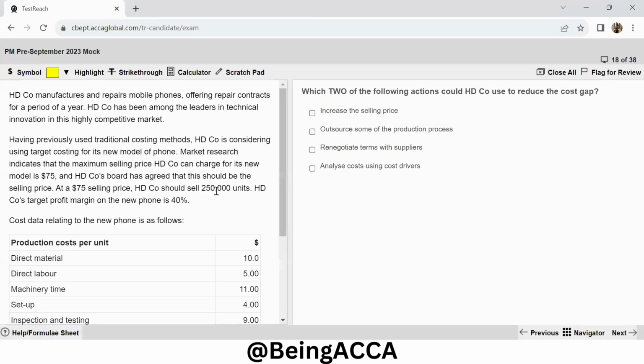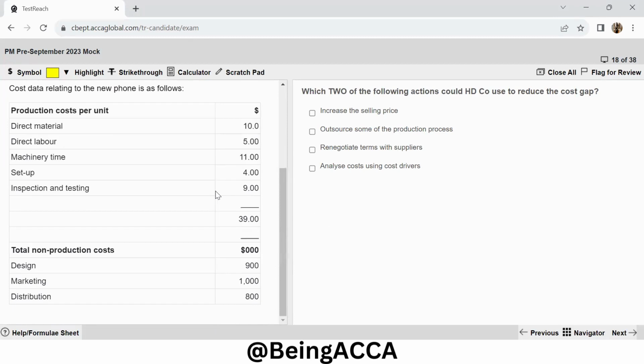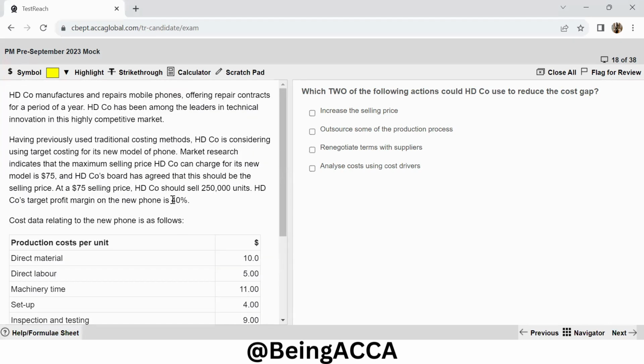Okay, which two of the following actions could HD company use to reduce the cost gap? Okay, so now we know that we have a cost gap of $4.8. Now, what are some things that we can do to reduce that cost gap? Because we do want to earn this profit margin of 40%, right? So what can we do?